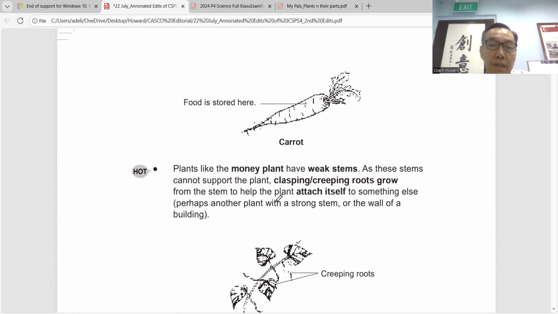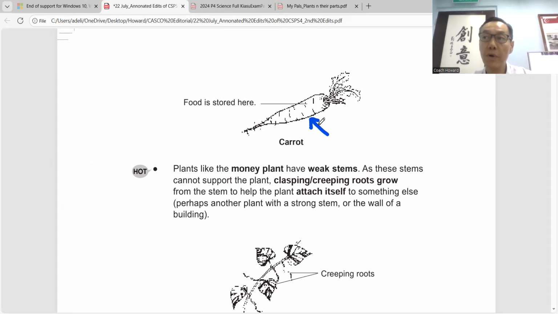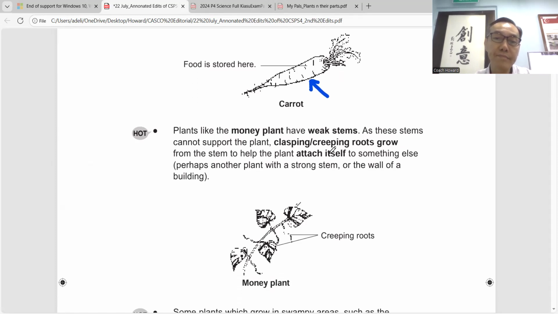Okay, next is this one. This is a picture of a carrot. So carrot is commonly tested. This part is actually the storage roots. So it can anchor the carrot to the soil firmly. It can absorb water and minerals, and it also stores food. So before the farmer harvests the carrot, it can continue to grow, become bigger and bigger. Go and check out what is the biggest carrot in the world. Maybe it's more than 10 kilograms. I'm not sure. Use the website and find out.